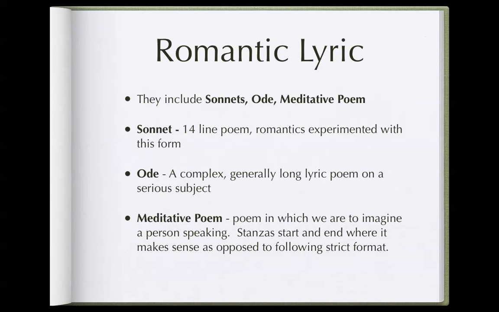The meditative poem, this is a poem in which we are to imagine a person speaking. So stanzas start and end where it makes sense, as opposed to following a strict format, where in the sonnet, there's the octave and the sestet, so it's broken up from 8 lines, and then 6 lines for a second stanza. That is the sonnet. And the sonnet has a turn. It's going to typically have a conceit in there. And so it's very specific about what a sonnet requires.